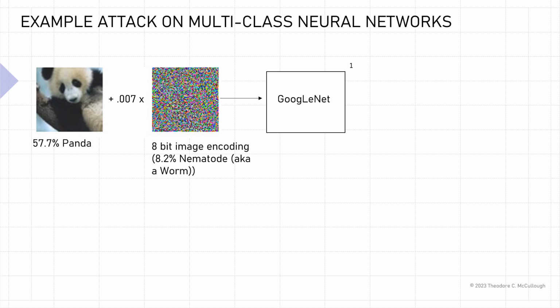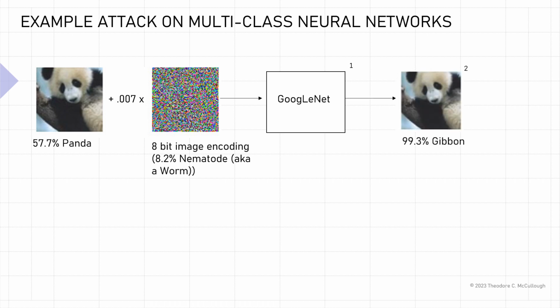Further, imagine that you pass in a portion of an 8-bit image encoding, and GoogLeNet tells you that there's an 8.2% chance that the portion of the image encoding is a nematode or a worm. Now, if you combine the two and pass those into GoogLeNet, GoogLeNet tells you that the combined image is of a gibbon and that there's a 99.3% chance that it is in fact a gibbon.